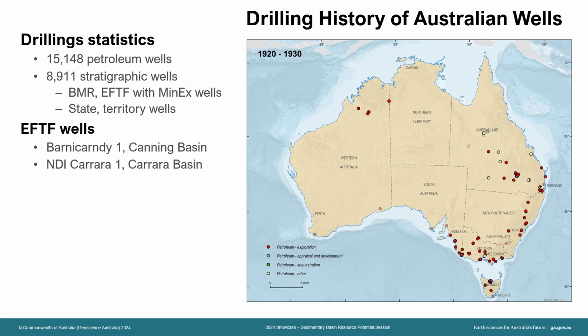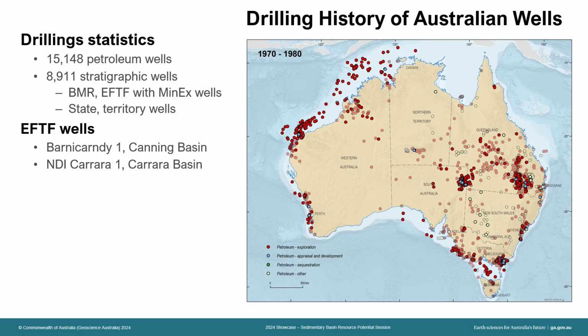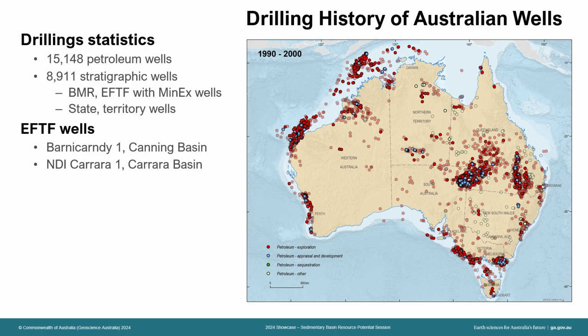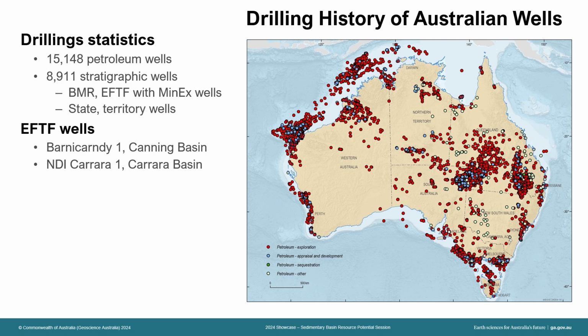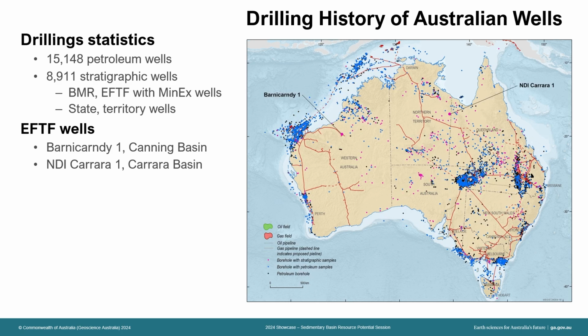Over 15,000 petroleum wells and 8,900 stratigraphic wells have been drilled in the Australian continent, as visualised by this clip showing the location of wells drilled each decade, starting before 1910 and continuing to the present day. The most recent drills include the Exploring for the Future Barnacardy-1 well drilled in the Canning Basin and the NDI Carrara-1 well drilled in the Carrara Basin.